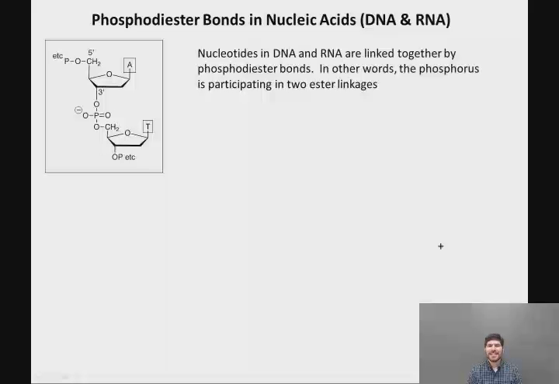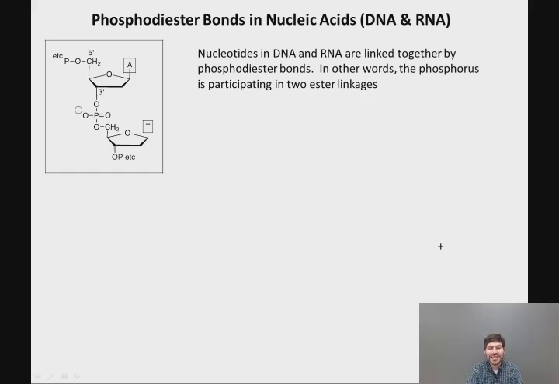Having considered the mechanism of ATP hydrolysis, we now turn our attention to the other important reaction involving phosphate esters in biochemistry, namely the formation of phosphodiester bonds in the synthesis of DNA and RNA. So with the diagram posted on the left here, you can see that nucleotides in DNA and RNA are linked together by these linkages that are called phosphodiester bonds. In other words, the phosphorus is participating in two ester linkages.